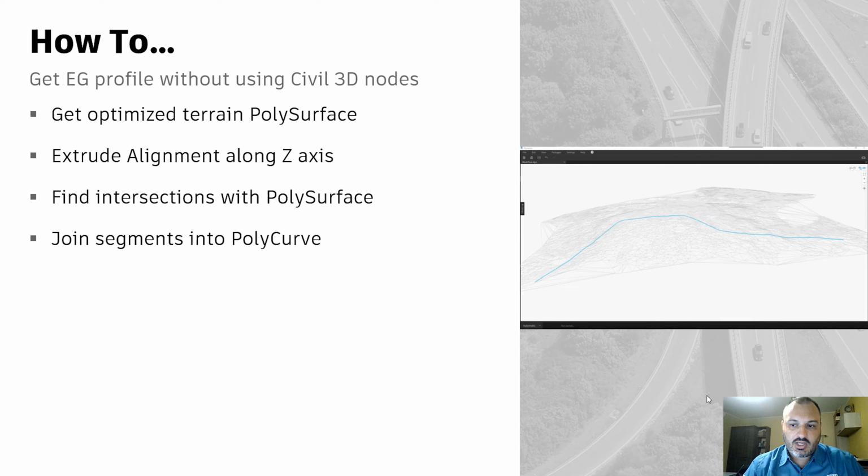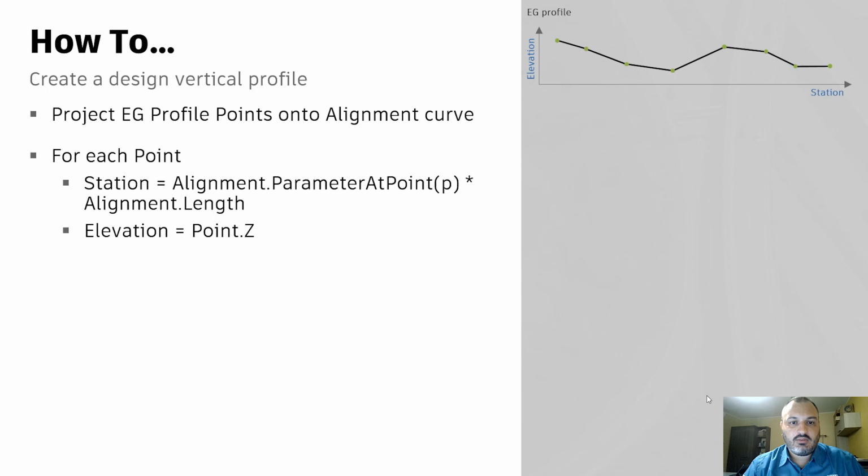So how to convert this 3D feature line into an actual profile to execute our design? Well, we can project the points that we found on the alignment polycurve, and determine the station from there, and then use the point Z coordinates for the elevation. And so we can recreate a representation of a traditional vertical profile for road design.